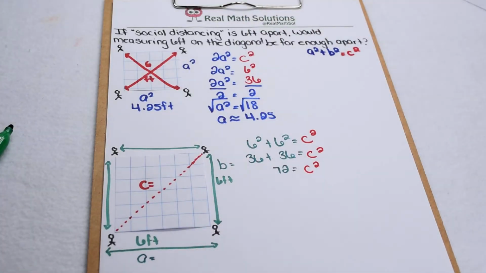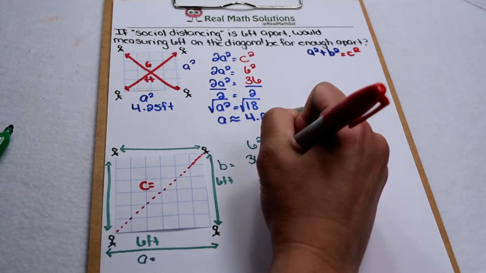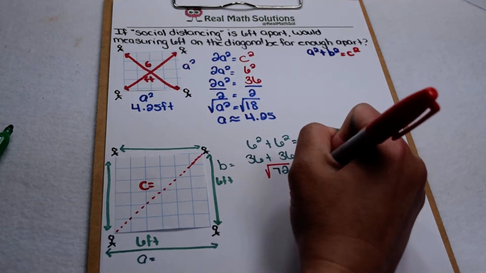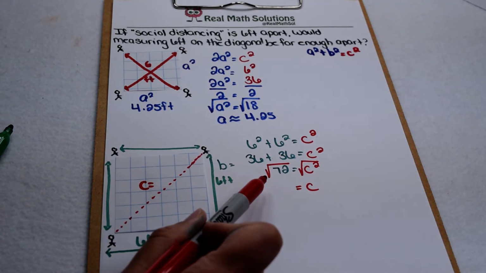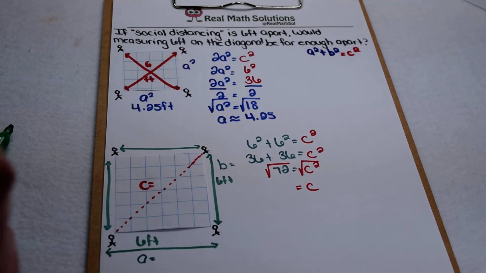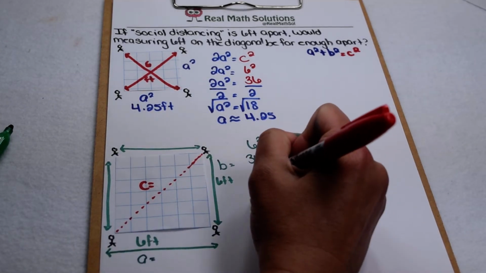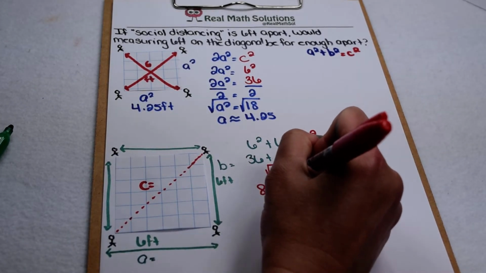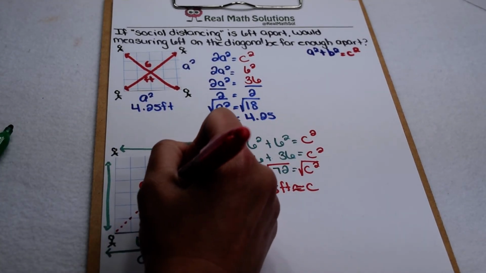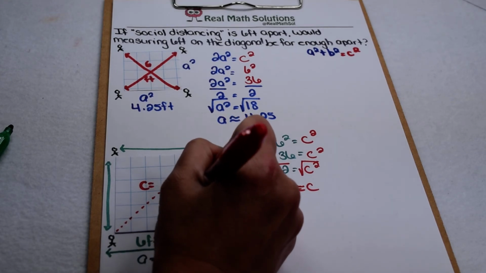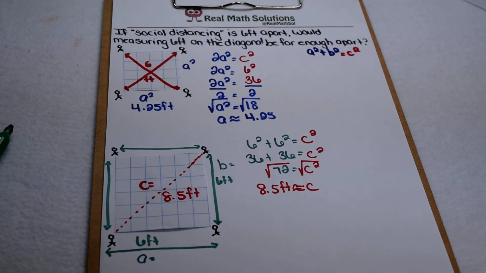So to find out what our hypotenuse is, again, we need to take the square root of both sides to find out what c is worth. 72 is not a perfect square, so before we did this one, we went ahead and calculated it out, and that comes out to be about 8½ feet. So if social distancing tells us that everybody needs to stand at least 6 feet apart, that tells us that people going around the edge of the circle to be 6 feet apart are also going to be about 8½ feet apart from the people on the diagonal.